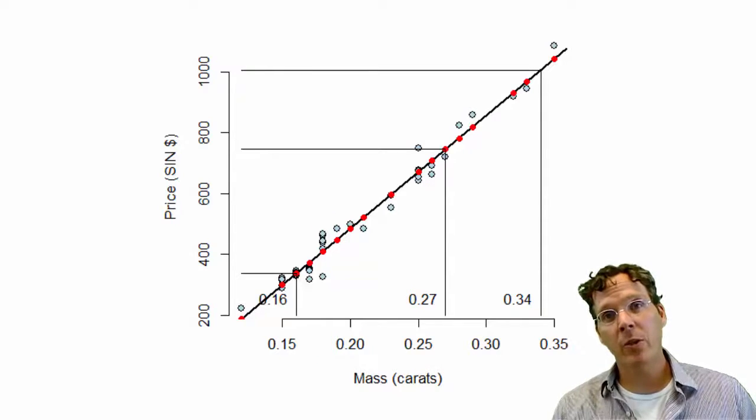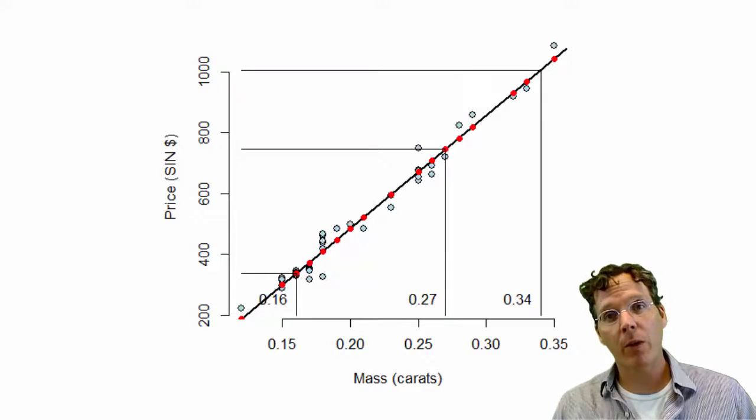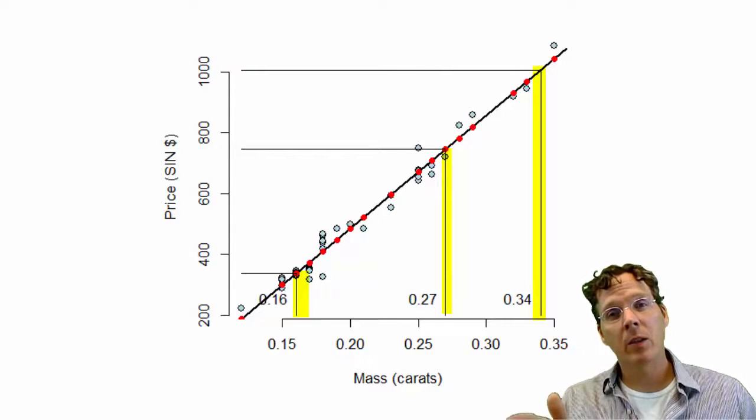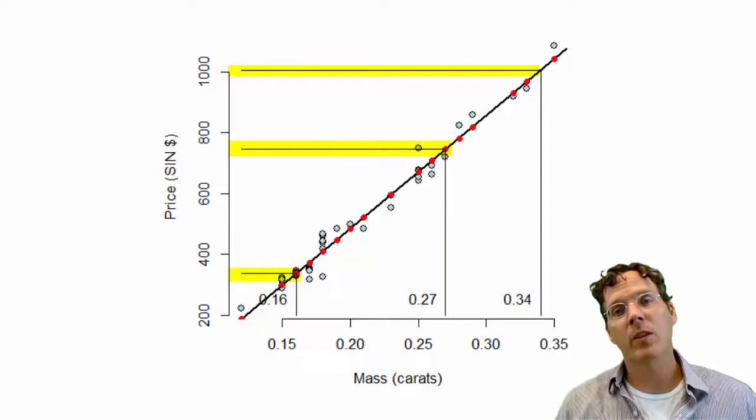When we predicted a new value of x, what we're doing is we're finding a point along this horizontal axis. Here I'm giving the three values that we want, 0.16, 0.27, and 0.34. We're drawing a line up to the fitted regression line and then over to dollars, and those are our predicted dollar amounts.